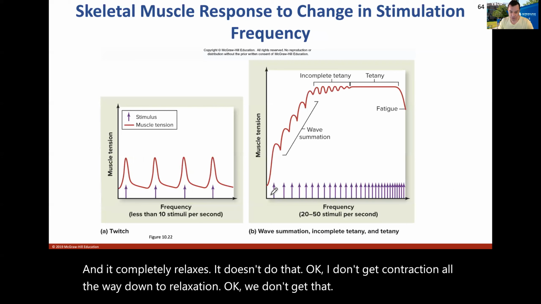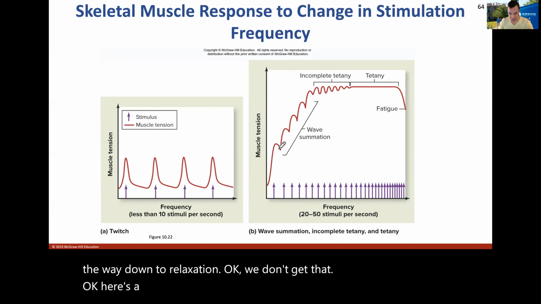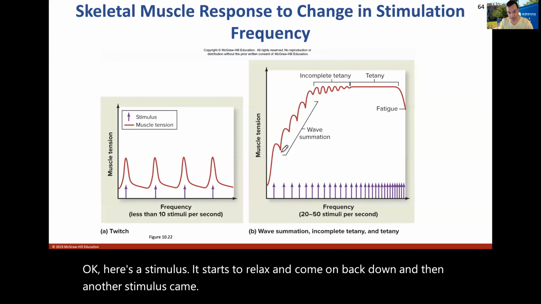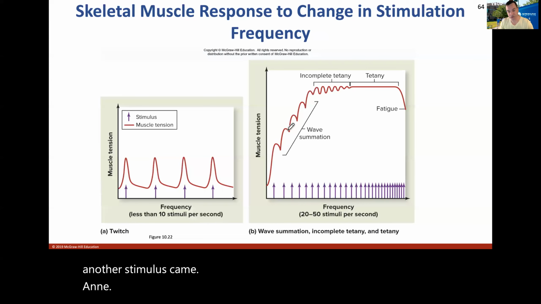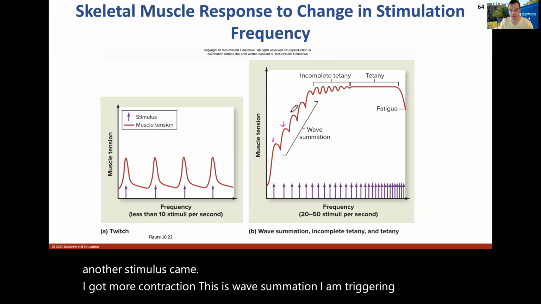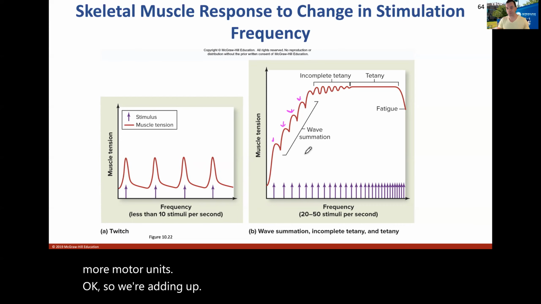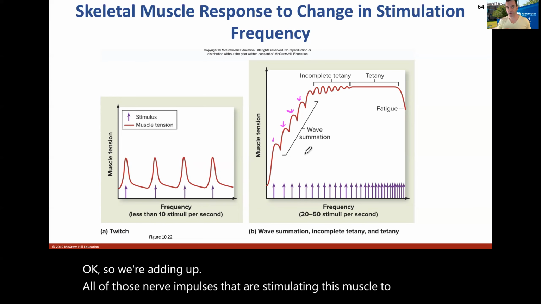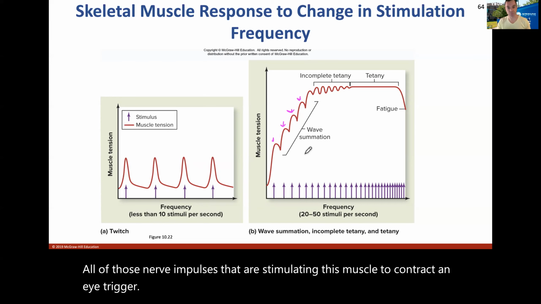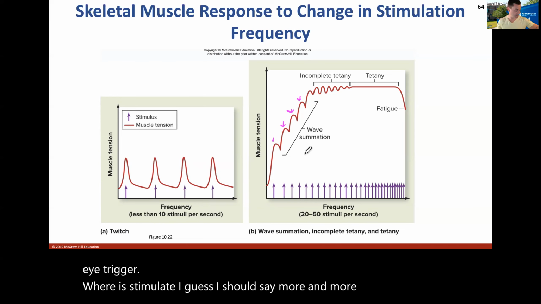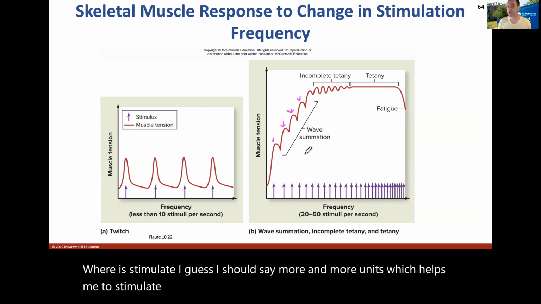Here's a stimulus. It starts to relax and come on back down. And then another stimulus came, and I got more contraction. This is wave summation. I am triggering more and more motor units. So we're adding up all of those nerve impulses that are stimulating this muscle to contract. And I stimulate more motor units, which helps me to stimulate more muscle fibers.